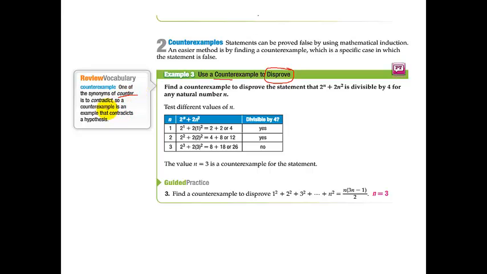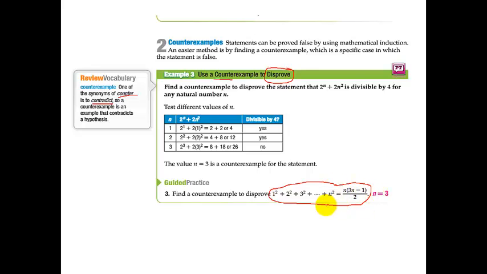The word counter is the same as the word contradict, and that means something that contradicts it or means it's not true. So to prove something is a counterexample, all you have to do is find one example where it does not work. So you take some kind of formula, for example. You take this formula, and they say, let's prove this does not work. So you can just try guessing some value of n, and then plug it in, and if the two sides are not equal to each other, then you've finished. You've proved that it doesn't work.